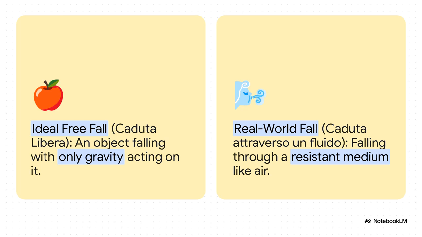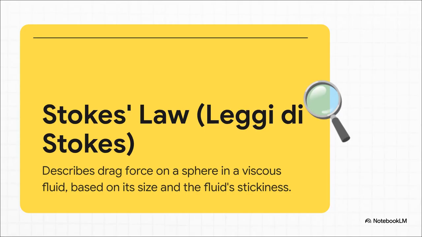Our stuff falls through the air, and air, believe it or not, is a fluid. And that fluid pushes back. It creates a kind of friction, a resistance that fights against the object's motion. And we can actually describe that pushback with some real precision. For little spheres, there's a principle called Stokes' law that defines this drag force.